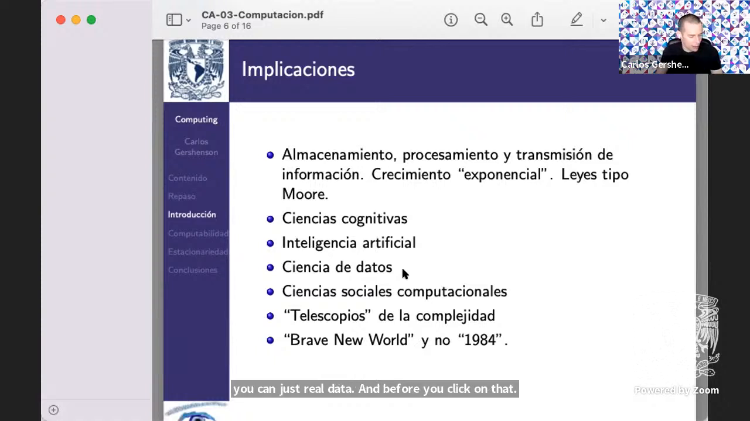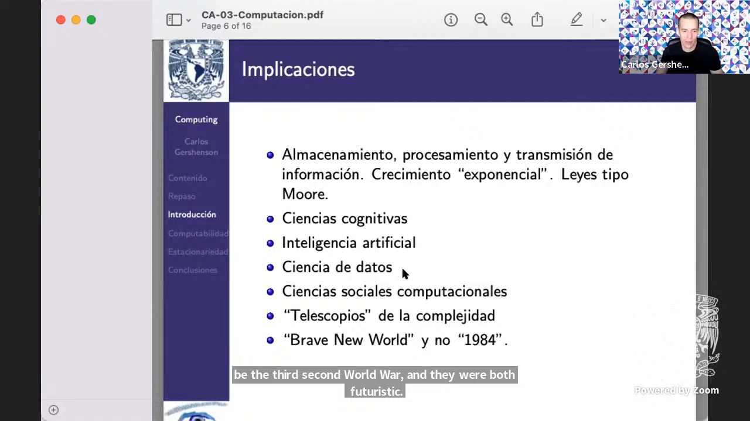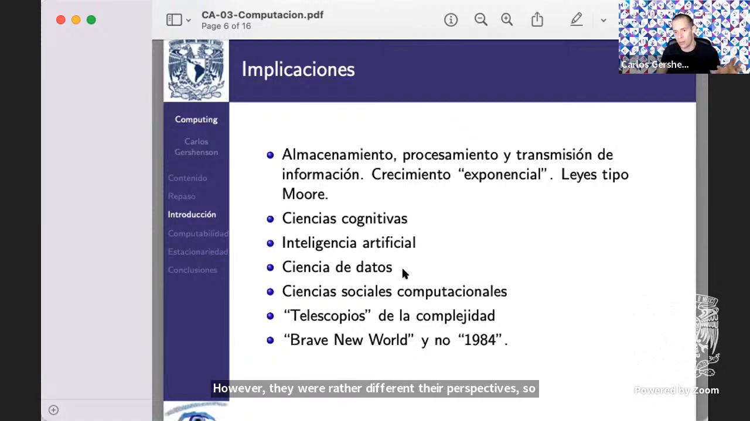And we already mentioned that there are telescopes for complexity, and also there's an interesting theory. Well, if you know the novels Brave New World by Aldous Huxley and 1984 by George Orwell, they were both written more or less around the same time, a bit after the Second World War, and they were both futuristic. However, they were rather different in their perspectives. So 1984 was extrapolating more like the absolutist power represented by Hitler or Stalin.